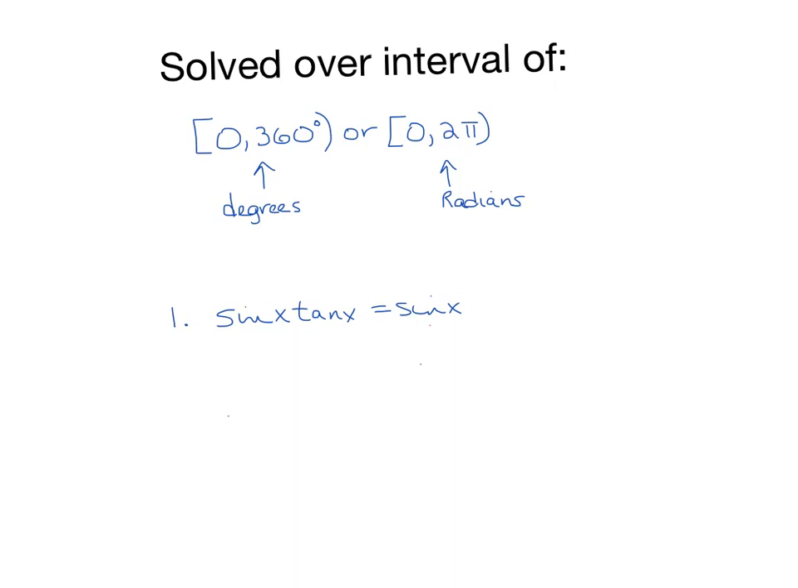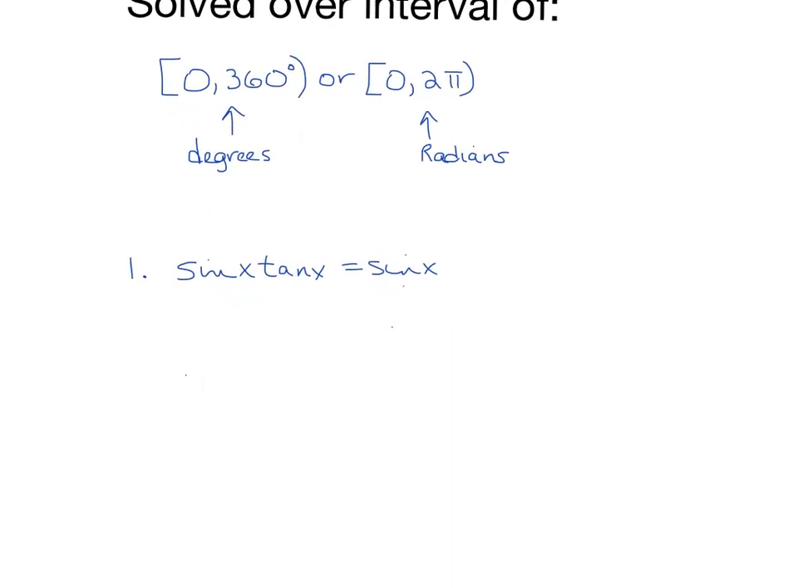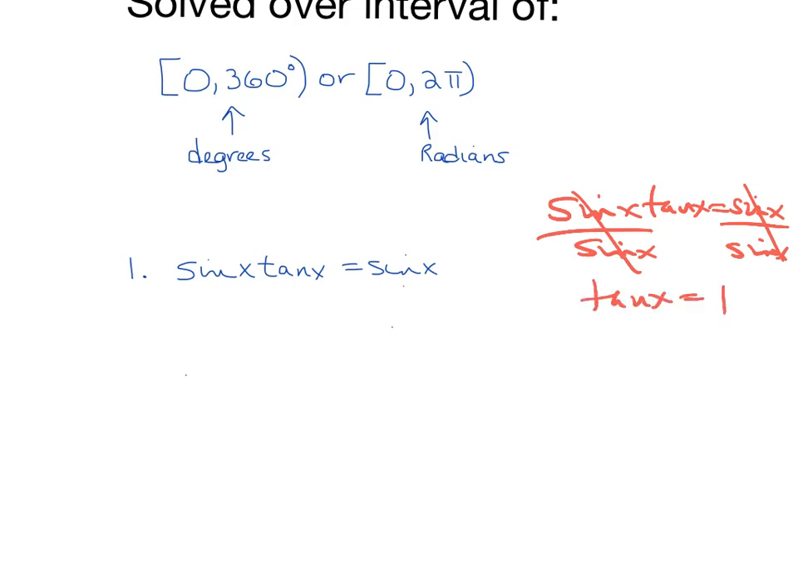So the first thing I need to do is get my x's together. Now, common mistake here, and let me show you the common mistake before I show you how to solve this, is students are going to think that all I have to do here is divide both sides by sine x, and that's going to give me tan x equals 1. This would only give me one of the answers. This is the wrong way to do this one.